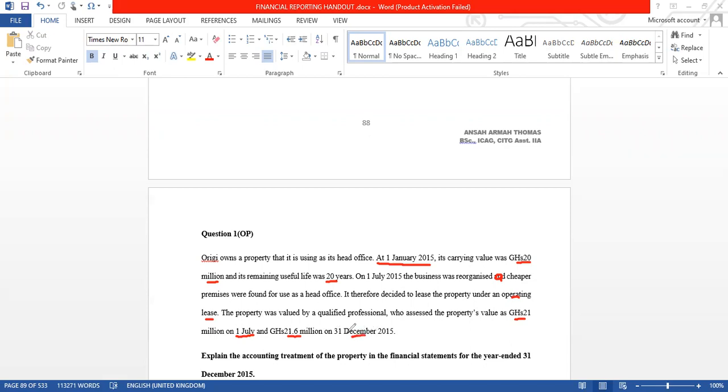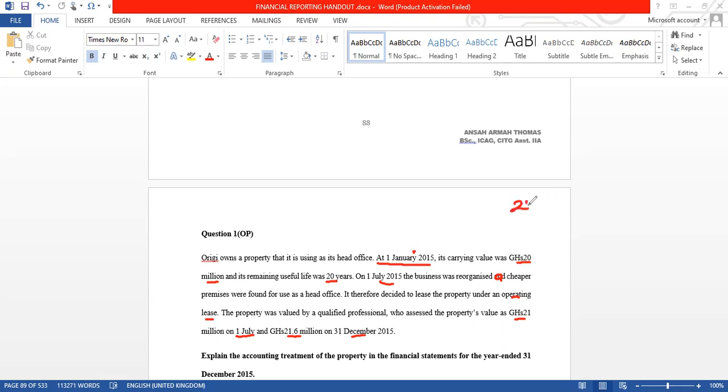So what is going to happen here is that since they were using the property from this date up to the date they decided to change its status, it is actually a PPE. So IAS 16 will apply. What is going to happen here is that it's a six-month thing.